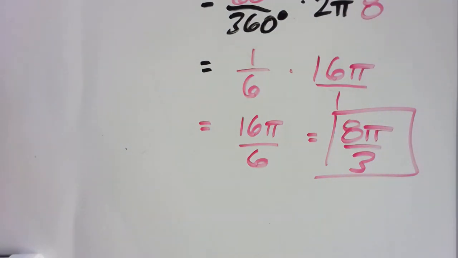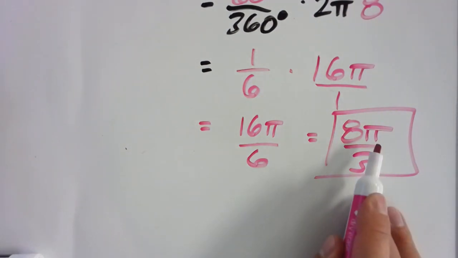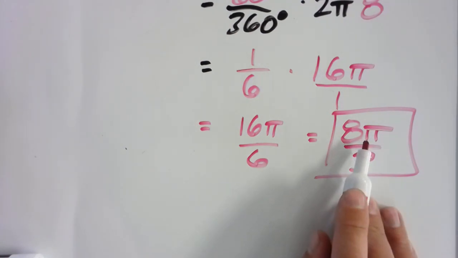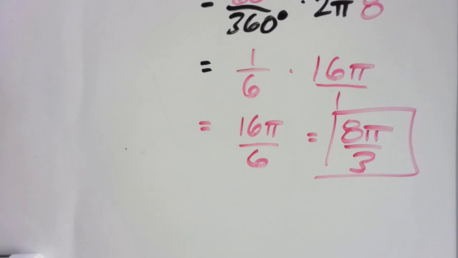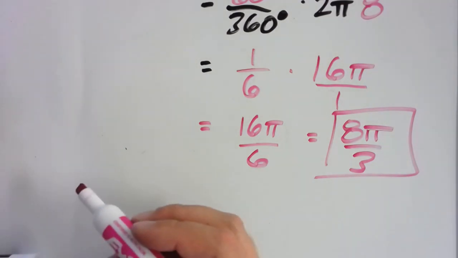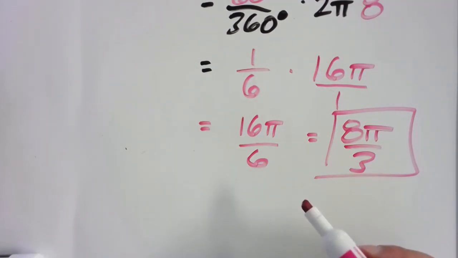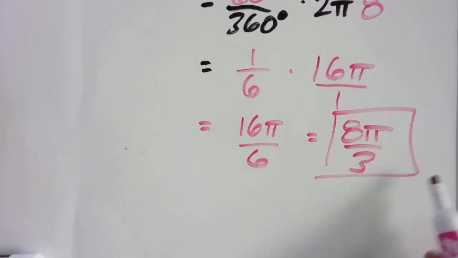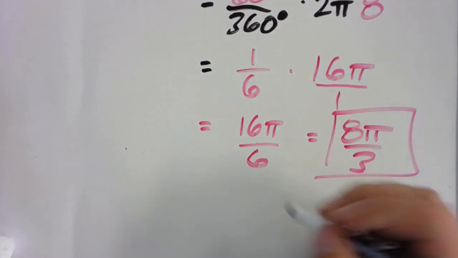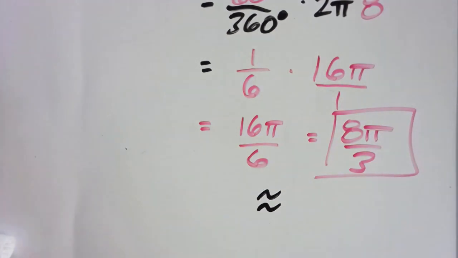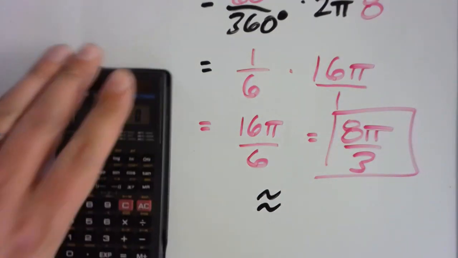If I wanted to do a rounded form, I would use 3.14 for pi. So 3.14 times 8, whatever that result was, divided by 3. But this is the arc length in whatever units it told me. If it was in feet, that would be in feet. Okay, so just to give us a little bit more of a familiar type of look right here, what would this be in approximated form? Don't be afraid to use your calculator.